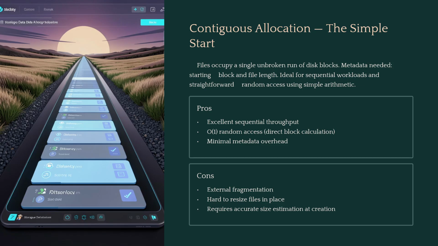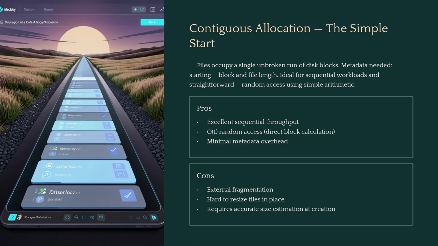Now let's talk about the first method, which is contiguous allocation. In this method, all the blocks of a file are stored together in one contiguous sequence on the disk. The operating system only needs to store the starting block and the file length, making this method very simple. One major advantage is that sequential access is very fast because the data is stored continuously. Random access is also efficient since the required block can be calculated directly using its position.